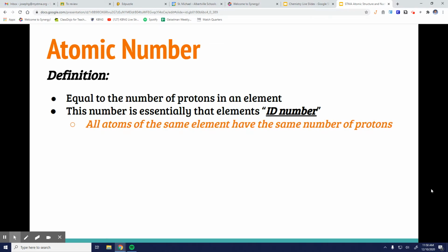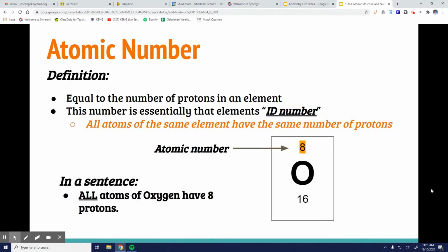All atoms of the same element have the same number of protons. For example, all iron atoms have 26 protons, or all carbon atoms have 6 protons. Other things can change about the atom, but as long as the number of protons stays the same, that atom will remain the same element. So in a sentence, all atoms of oxygen have 8 protons.